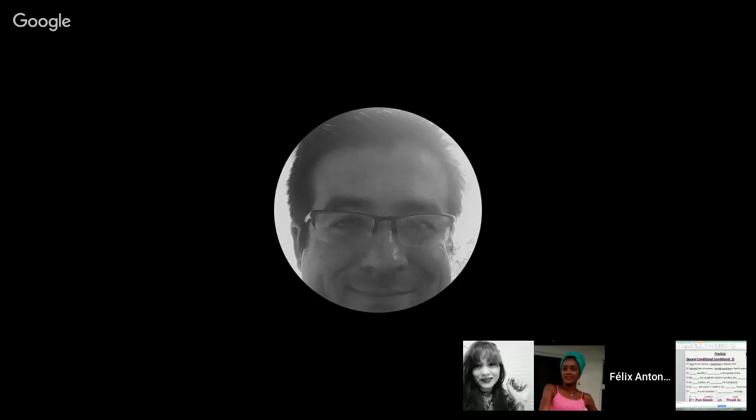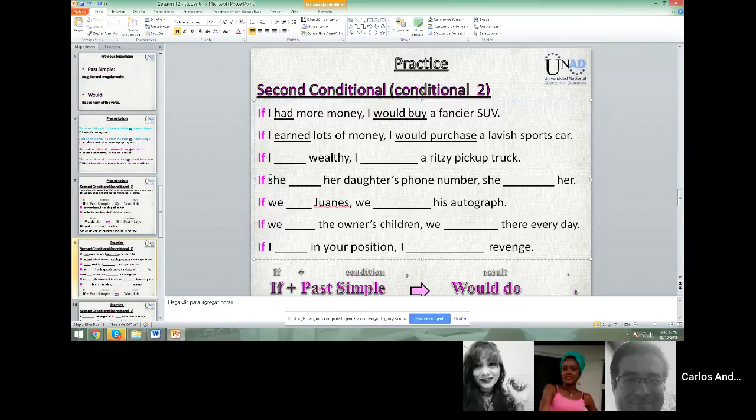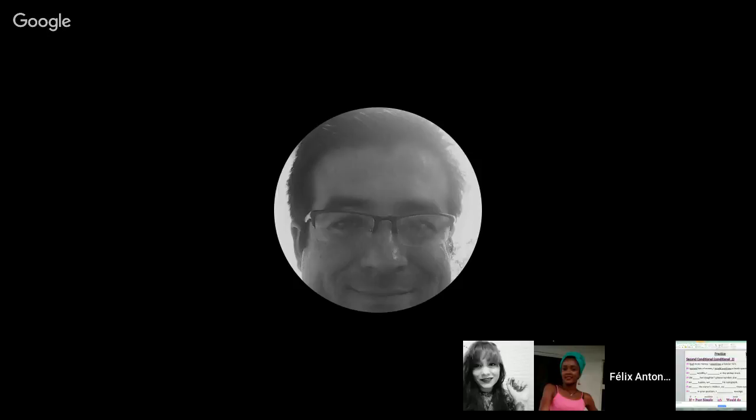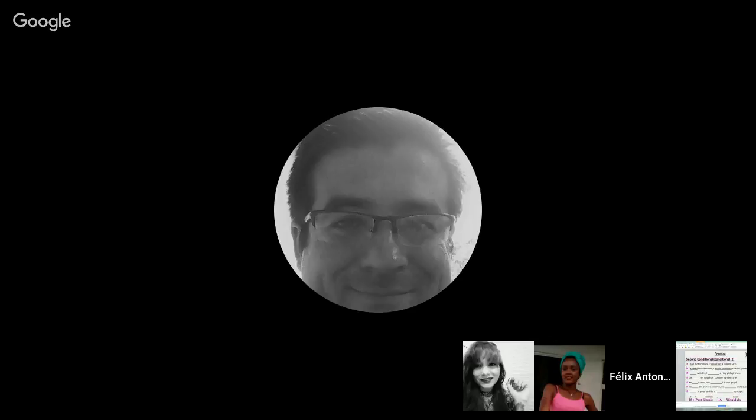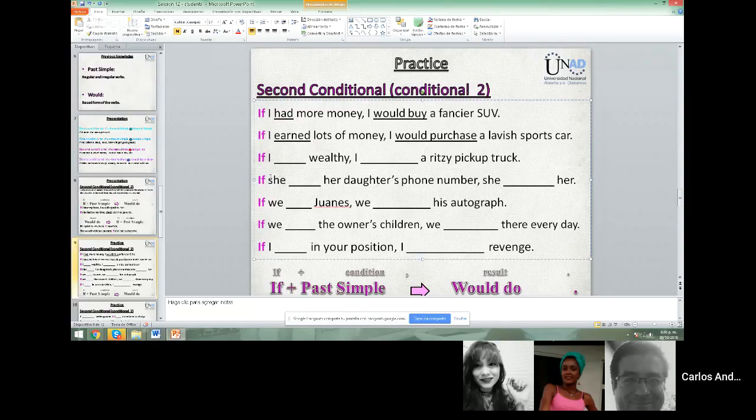If I earned lots of money, I would purchase a lavish sports car. Repeat after me: I would purchase a lavish sports car. What is the meaning of lavish, Felix? Lujoso, expensive. Yeah, it is something that is fancy, but too fancy because it is very, very expensive. So it's something that is fancy in a very expensive way. That is perfect. Thank you very much, Felix.